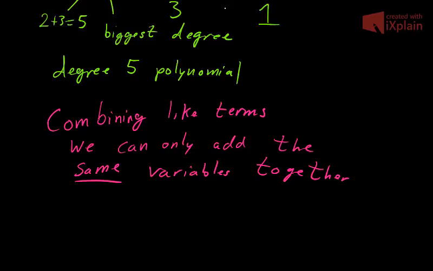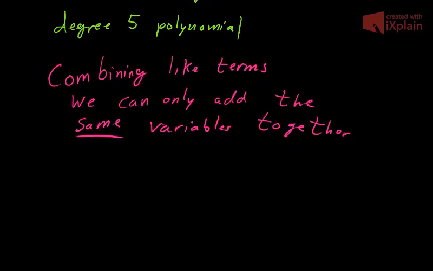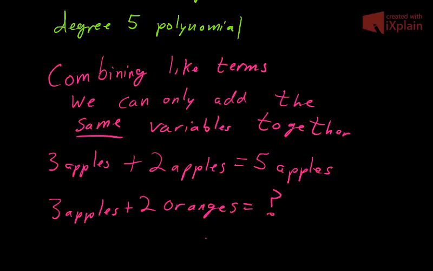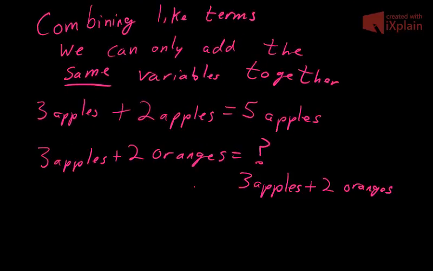What that means, kind of real life looking, is if I have 3 apples plus 2 apples, I will end up with 5 apples. If I have 3 apples and 2 oranges, I really don't know. I have 3 apples and 2 oranges. So because of that, there's not too much we can do if we have different variables, because we're adding apples and oranges, and that just doesn't work.